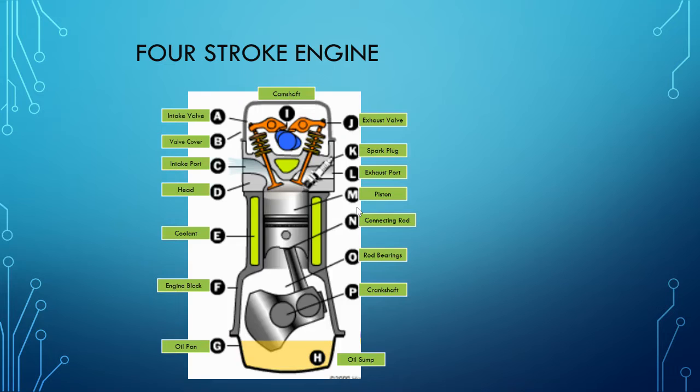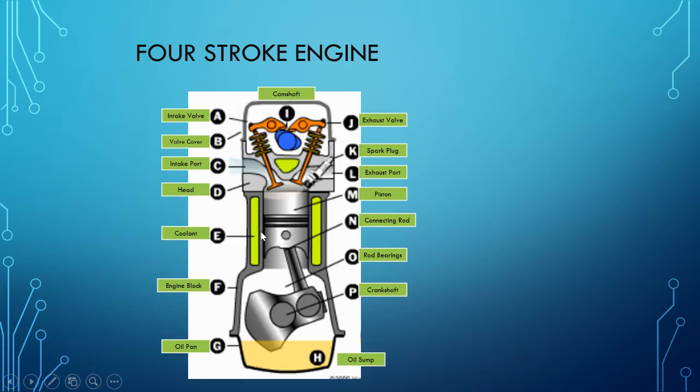Four-stroke engine. Again we have a diesel engine and a petrol engine. The difference is nothing much. In the diesel engine you have the fuel injector, whereas in the petrol engine you have the spark plug. I'll start with the first part. This is the intake valve, which is for the air and fuel mixture, or mostly for fuel. Then you have a valve cover, to make sure that dust or other particles do not enter. And this is called the head.